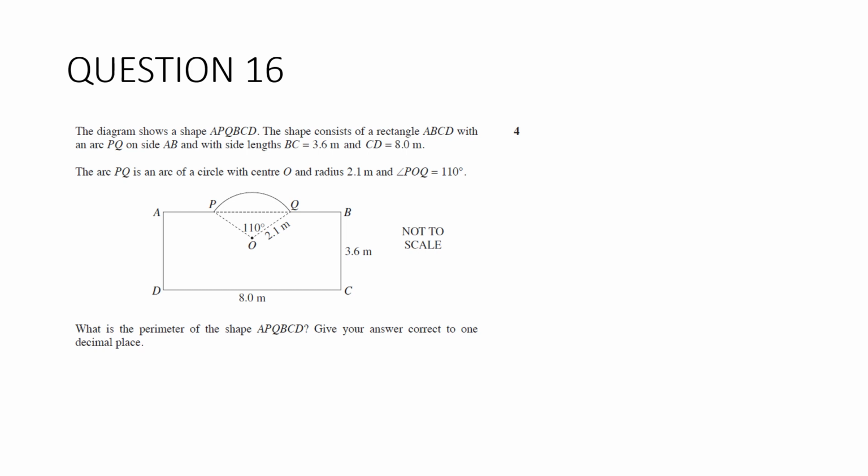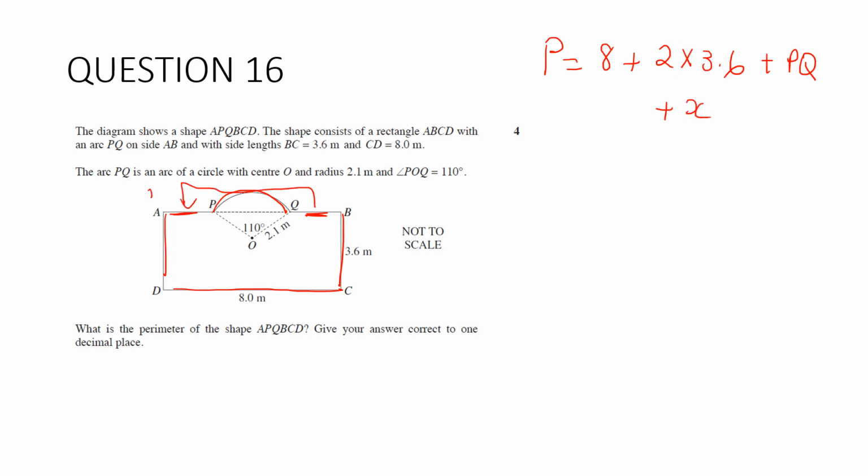All right. So we'll start off with what we know. I'm just going to write a little bit of an equation for this actually. So perimeter is going to be equal to, we want 8 metres plus we want 2 times 3.6. That gives us this, this, and this. We want our arc PQ. And then I want this bit and this bit, and I'm just going to call that X. Okay, so that part together is going to be X.